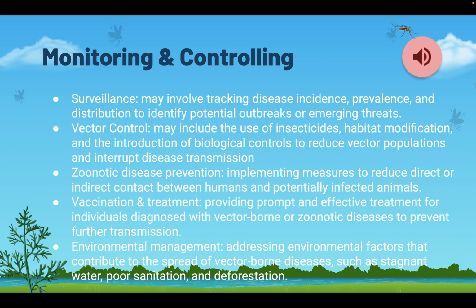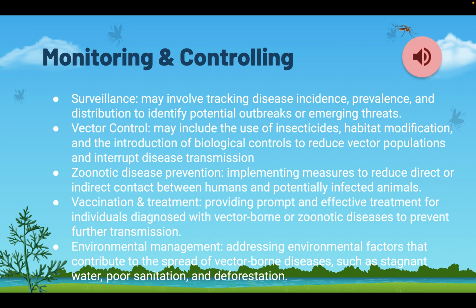Hi everyone, Nayeli again. So the next slide is monitoring and controlling of zoonotic and vector-borne diseases. So this may include surveillance. This may involve tracking diseases, incidence, prevalence, and distribution to identify potential outbreaks or emerging threats. Vector control may include the use of insecticides, habitat modifications, and the introduction of biological controls to reduce vector populations and interrupt disease transmissions.